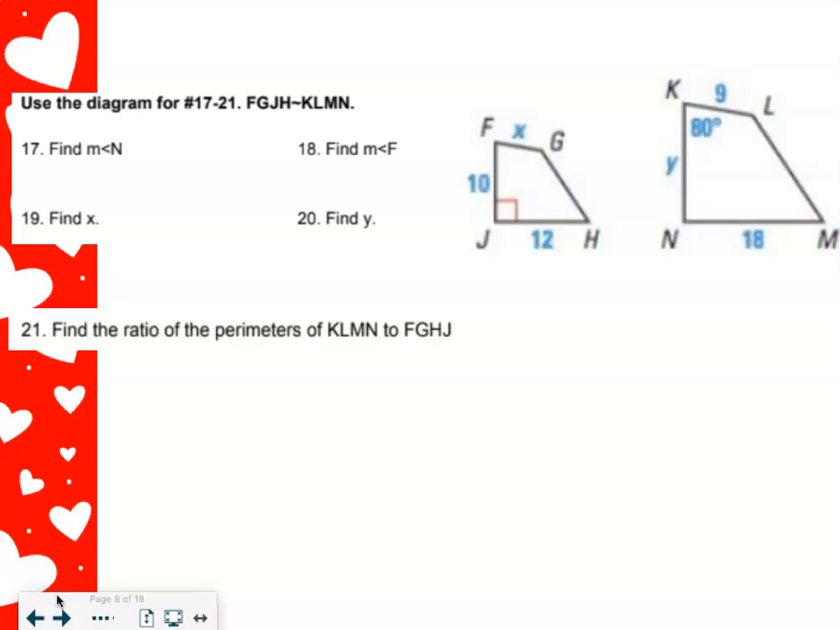Okay, now we're going to do 17 through 21, and these questions use these two trapezoids here. Here we go. Actually, those aren't trapezoids, those are just quadrilaterals. Excuse me, I was wrong. But okay. It says, find the measure of angle N. Well, I notice here that angle N matches angle J, so it is 90 degrees. Find the measure of angle F. Angle F is right here, and I can see that F corresponds to K, so it is 80 degrees.